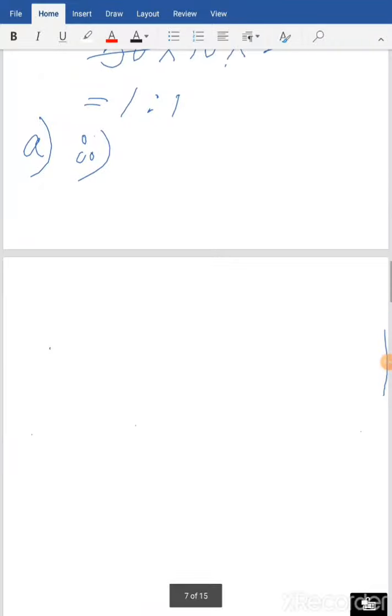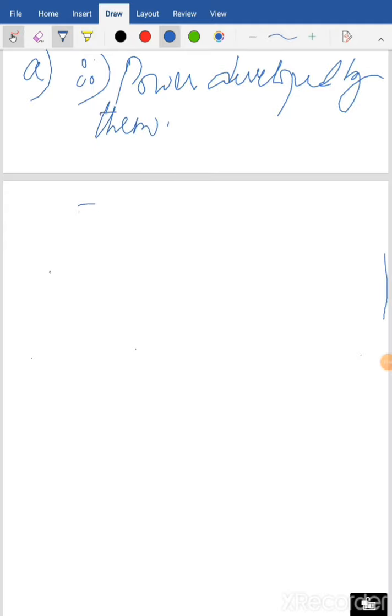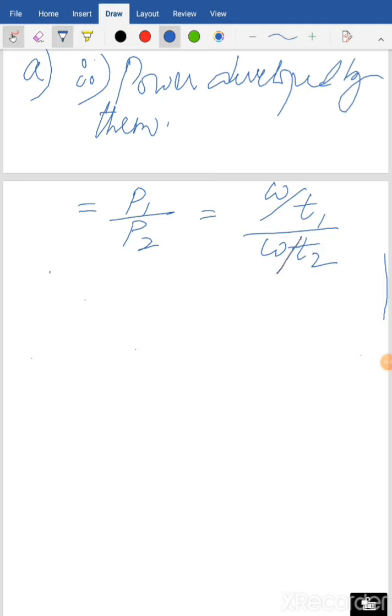Power developed by them. Let that be P1 and P2. So I'll write P1 by P2. I'll get W by T1 divided by W by T2. Why am I writing W here? Because they are doing the same work. So for both persons I'm writing W. W by T1 divided by W by T2, I'll get W by T1 into T2 by W.